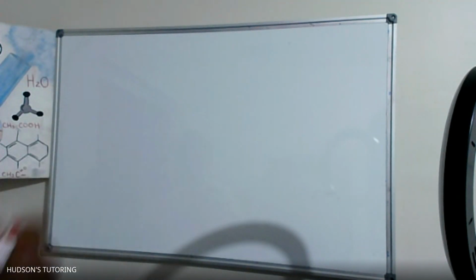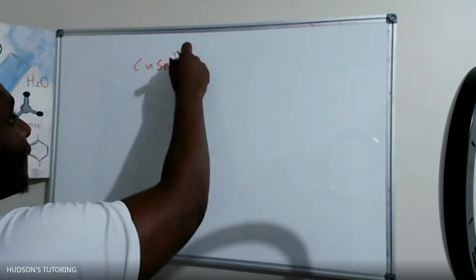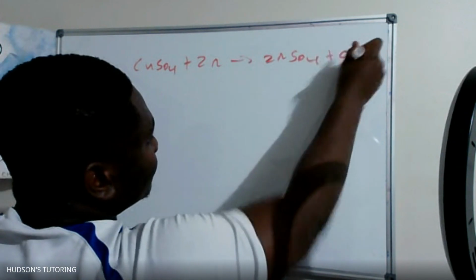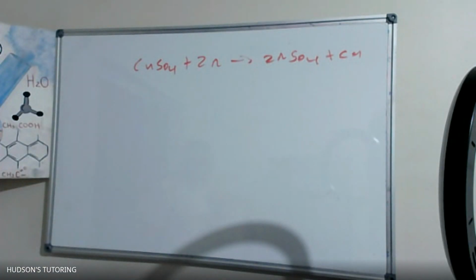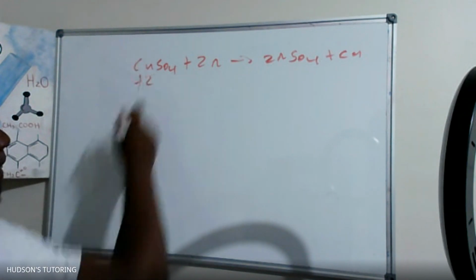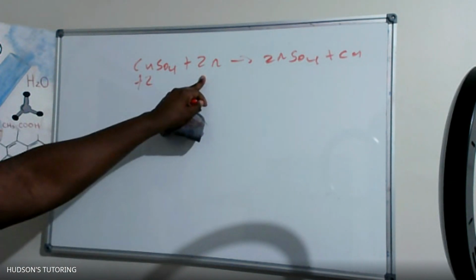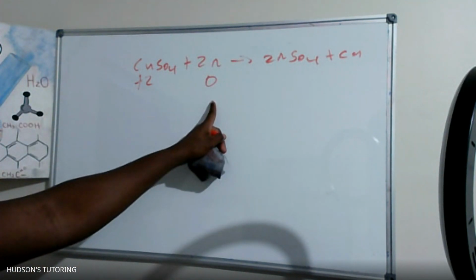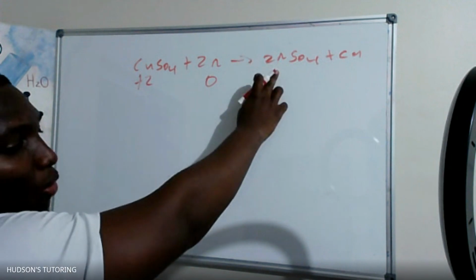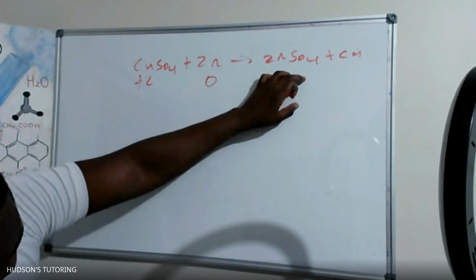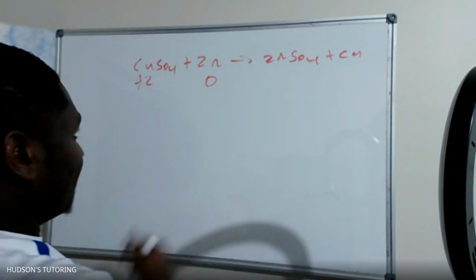Let's look. Copper sulfate reacting with zinc to form zinc sulfate and copper. Let's look carefully. We're analyzing each oxidation state. The oxidation state here of copper is +2. The oxidation state here of zinc is 0. Why? Because it is uncombined. Remember that rule. The oxidation state here of zinc in zinc sulfate, however, is +2. Why? Sulfate is -2. The formula is ZnSO4, so of course it is +2.